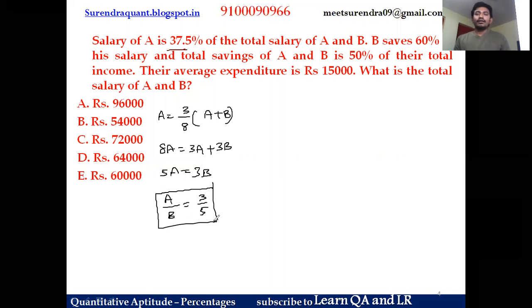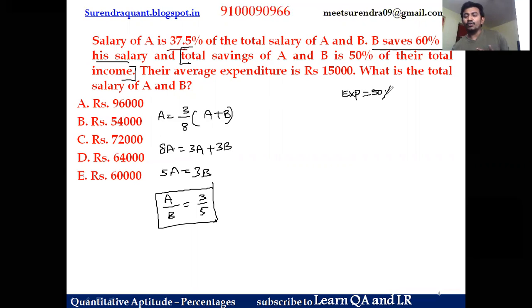Let's see how. B saves 60% of his salary and the total savings of A and B is 50% of their total income. Friends, this data is not required to solve the question. I'll tell you why. Focus on this: the total savings of A and B is 50% of income. So out of their income, if 50% is their saving, expenditure is also 50%, right?